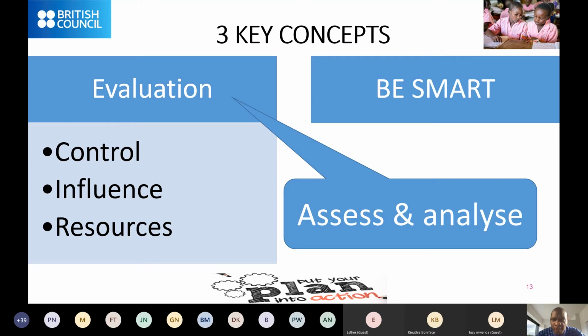Do I have influence over what I'm selecting? Do I have resources? Because you cannot decide that I'm now going to take my children on a field trip, and you're not the one who decides about it.